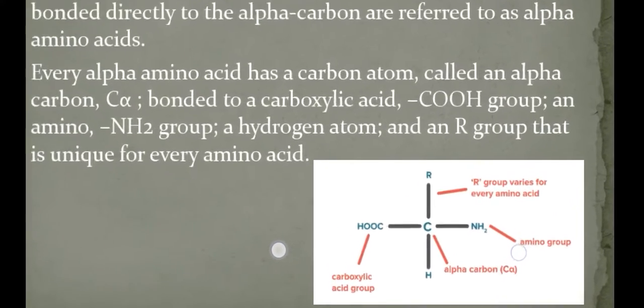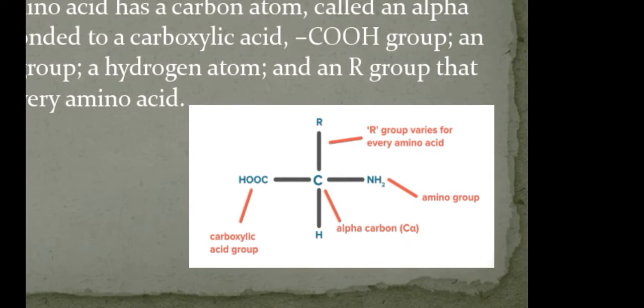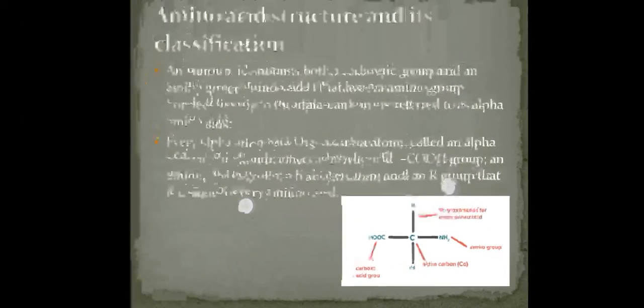Like these, there are four different groups attached to the carbon: hydrogen, NH2, R, and HOOC. Here H is hydrogen, C alpha is the alpha carbon, NH2 is the amino group, R is the group that varies for every amino acid, and COOH is the carboxylic acid group.